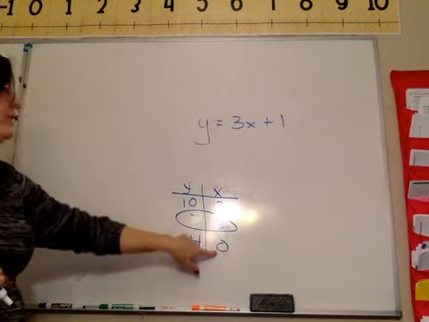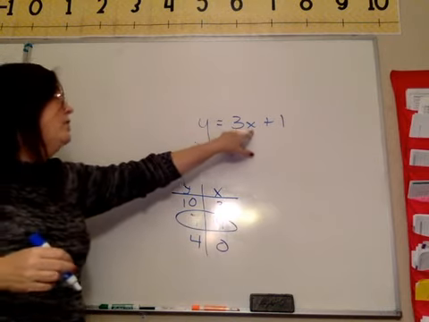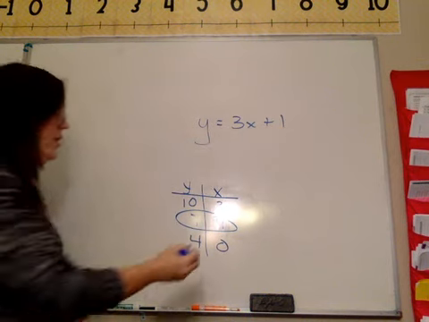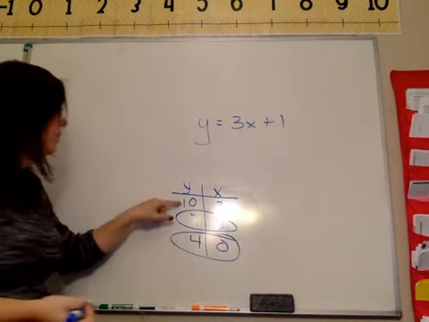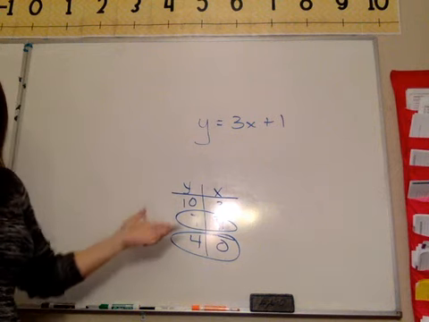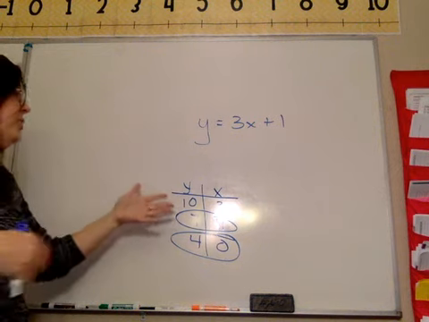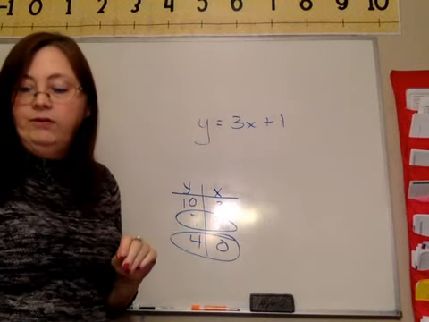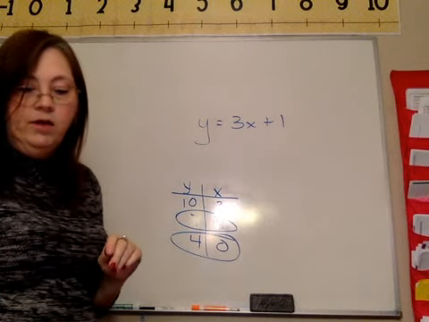If I filled in 0, 3 times 0 is 0. 0 plus 1 would be 1. So y would be 1. This one's wrong. The only one that would be correct is this one. And that's okay. So it might ask you, is this equal to that? One of those equivalent fractions, one of those equivalent questions.